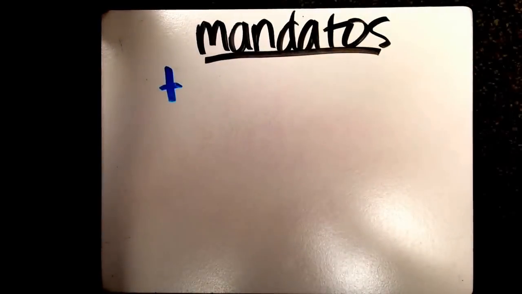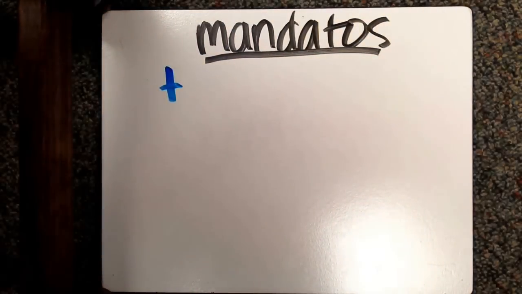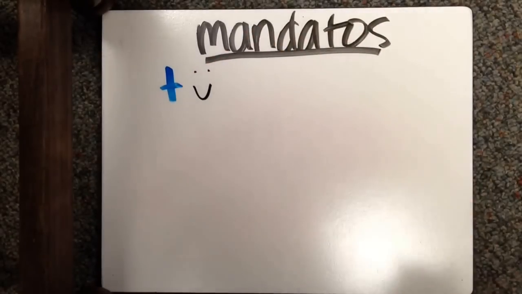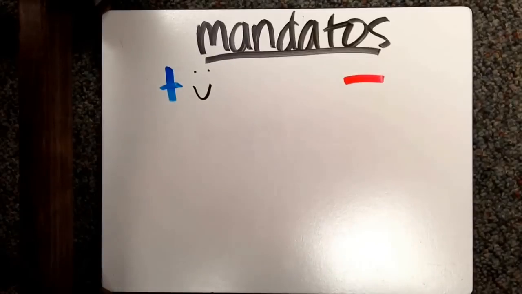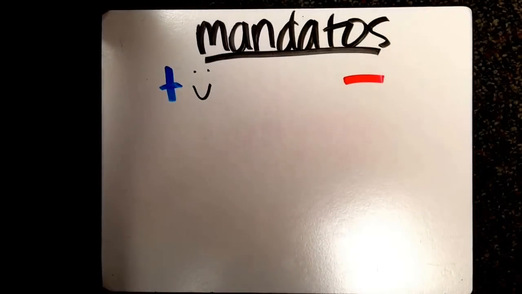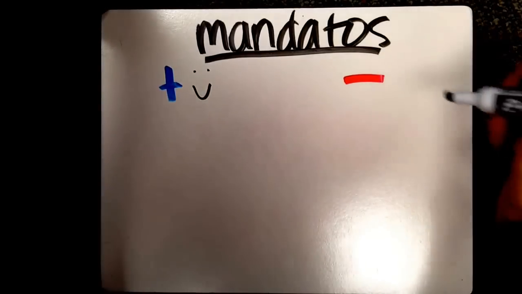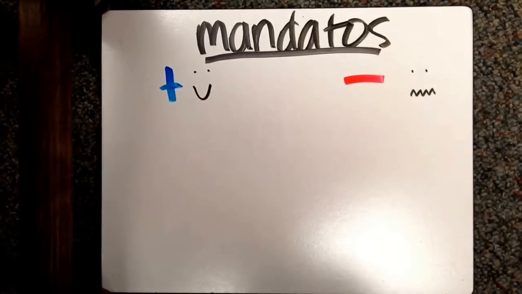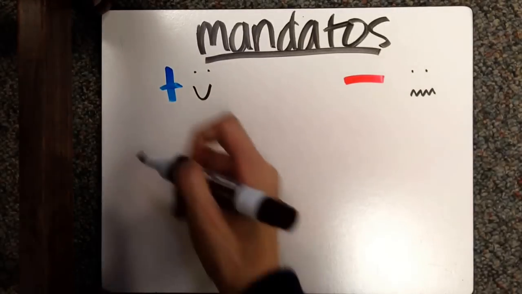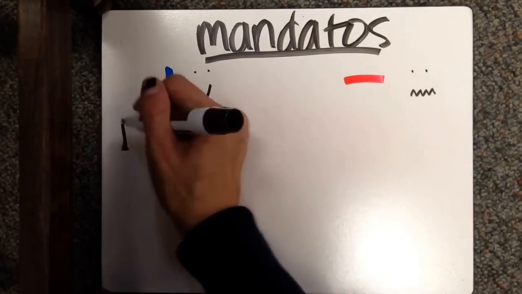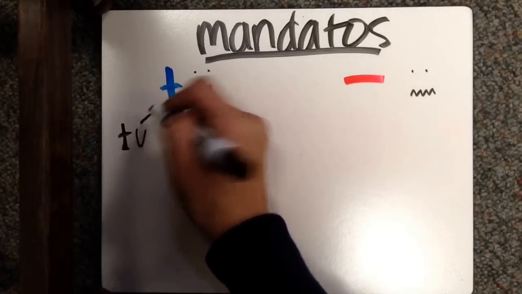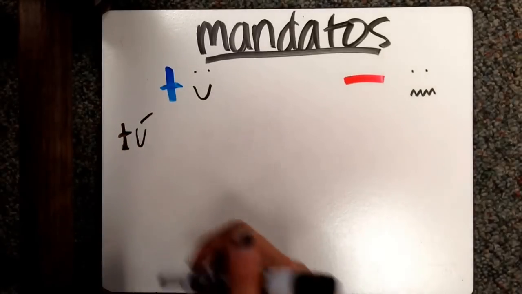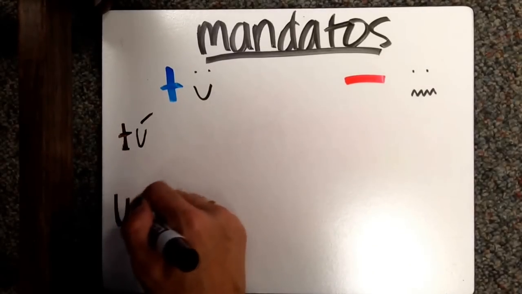Commands come in two forms. They come in positive, which are happy, telling someone to do something. They also come in the negative, telling someone not to do something. If you recall from Spanish 2, we first learned commands that are more informal. We call them tú commands. Later on, we learned more formal commands, and those were called usted commands.